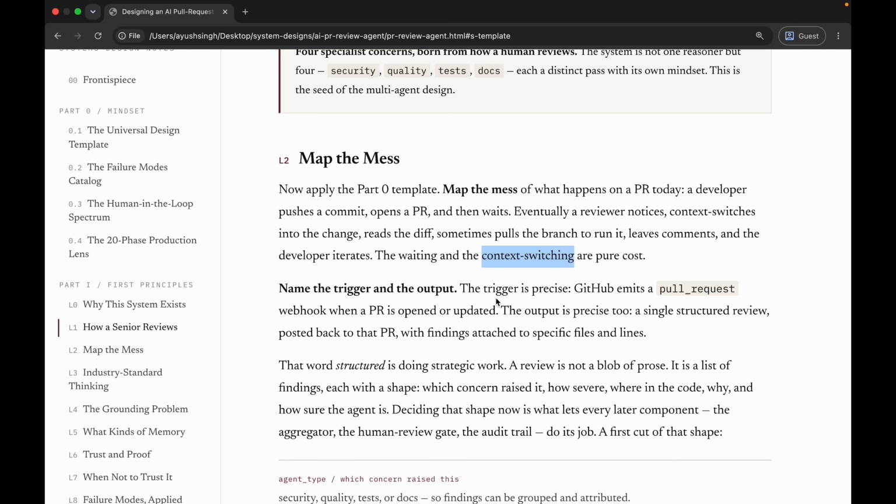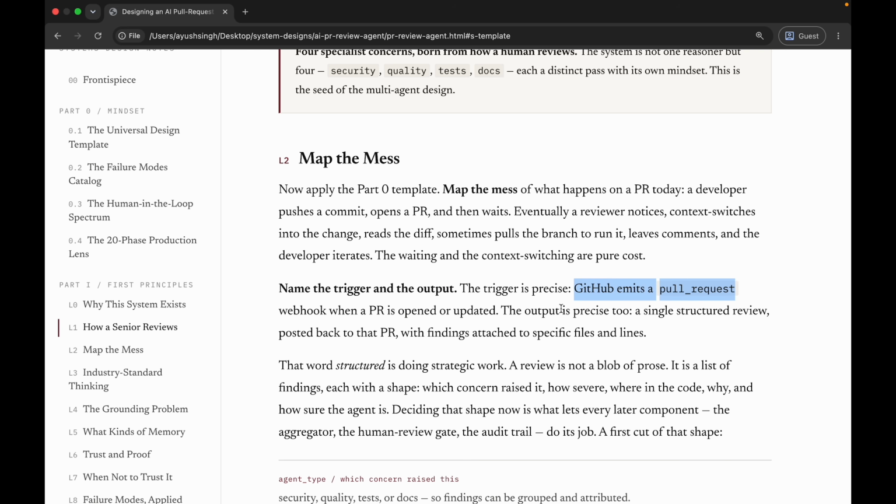But if you want to look at everything a particular agent will do, you want to name two things: what is the trigger and what is the output. And the trigger is very simple: a pull request made. GitHub actually offers a webhook whenever a PR is opened, GitHub emits a pull request event.